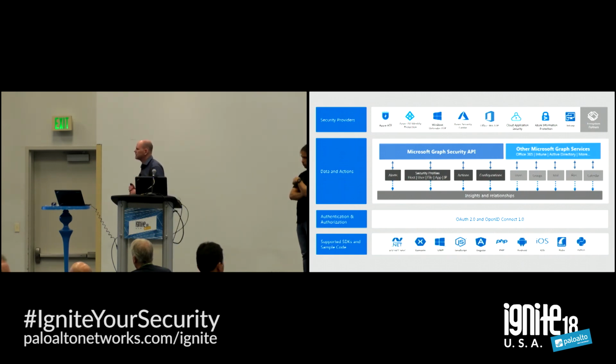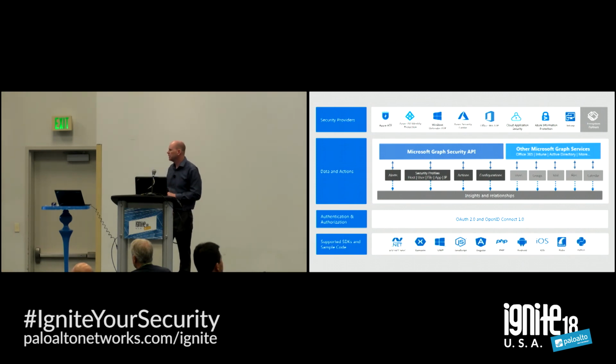So you can see the types of entities we're introducing. Alerts, these things called security profiles, which are our inventory items, many different kinds, hosts, users, etc. You can see the actions and configurations that I spoke about. These are all new entity types in the Microsoft Graph. The cool thing about it is connecting to this API, you can work with these entities, but you're also connecting to the same API that hosts all of this other metadata about your company.